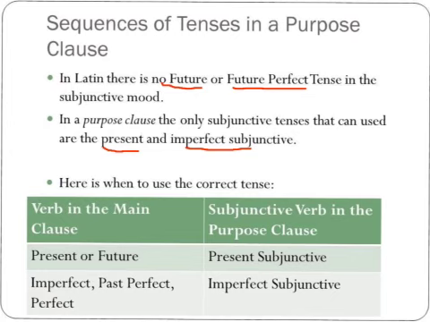And so this is how you determine how to use the correct tense. If the verb in the main clause is either present or future, you will always use the present subjunctive in the purpose clause. If the verb in the main clause is a past tense, meaning imperfect, pluperfect, or perfect, you will always use the imperfect subjunctive verb in the purpose clause.